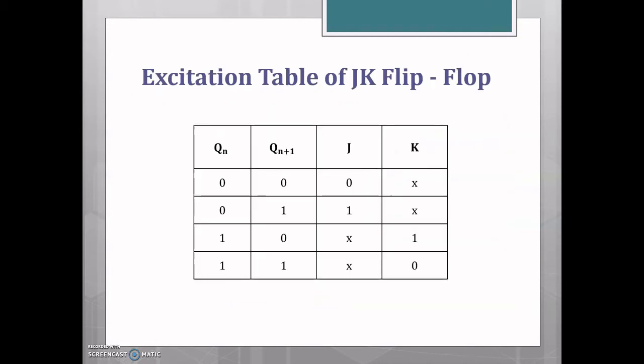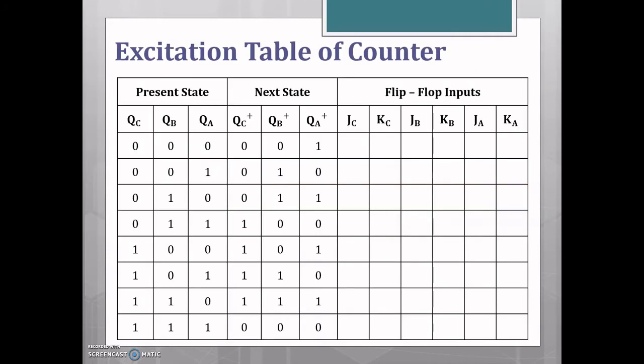Next, to determine the excitation table of the counter, we need to know the excitation table of the selected flip-flop. For the JK flip-flop, the excitation table is shown in the figure. The excitation table gives the minimum input required to obtain the next state for a given present state. I have plotted the values for all the cases 00, 01, 10 and 11 and the corresponding inputs of the flip-flop. Using this excitation table, I need to derive the excitation table of the counter.